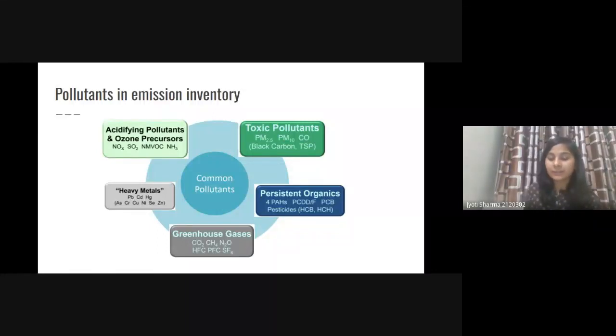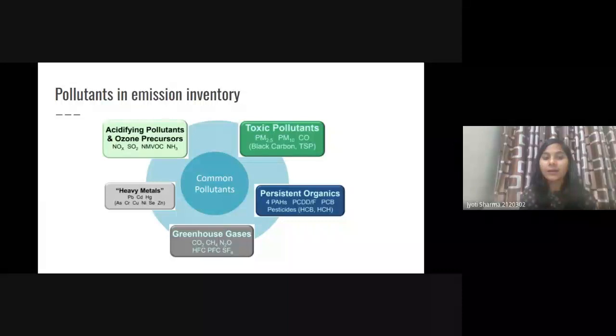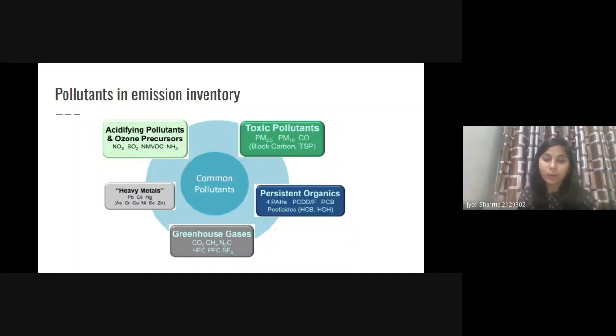You will know about this, I think, in the next assignment. Anyway, then greenhouse gases. We have carbon dioxide, methane, nitrous oxide, then fluoride compounds, then sulfur compounds. So these are the greenhouse gases. Then heavy metals. So the thing is that in the emission inventory, you may have a list of pollutants, and based on your work, based on your problem, you can prepare the inventory of that particular pollutant. Okay.